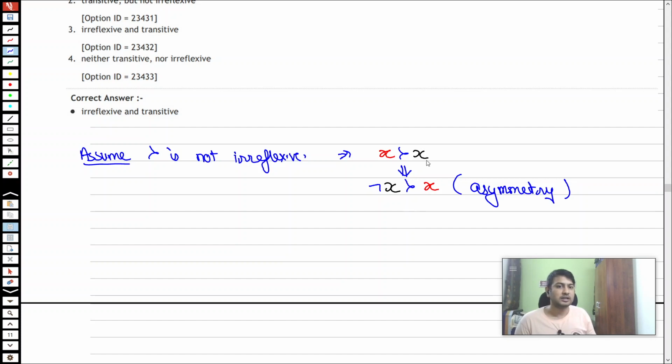So you're saying that x is more preferred to x, which implies that x is not more preferred to x. So there is your contradiction. Okay, so these two statements are contradictory. This is a contradiction.